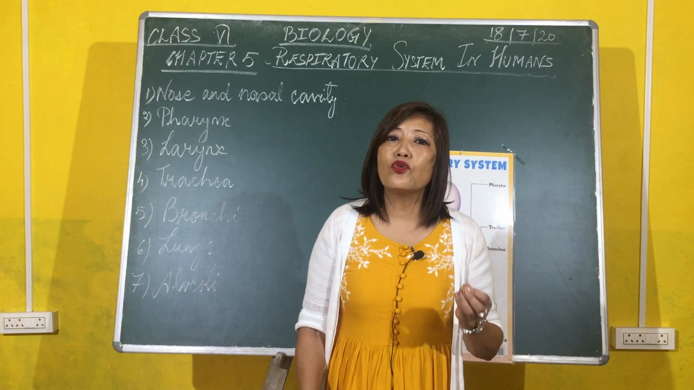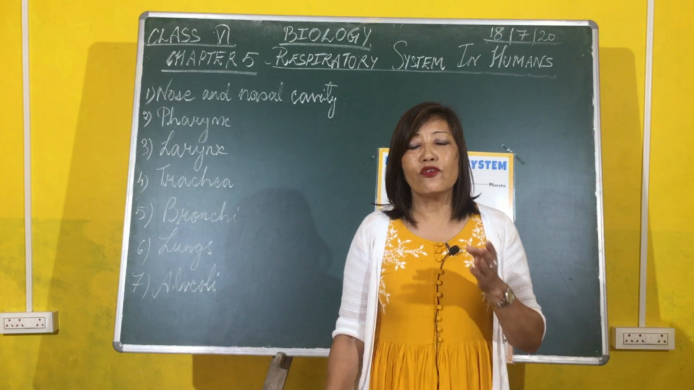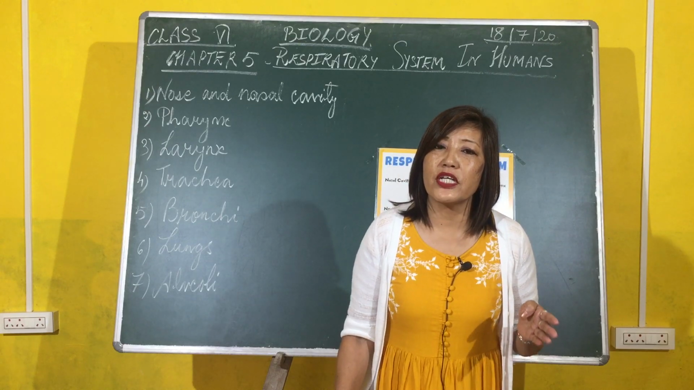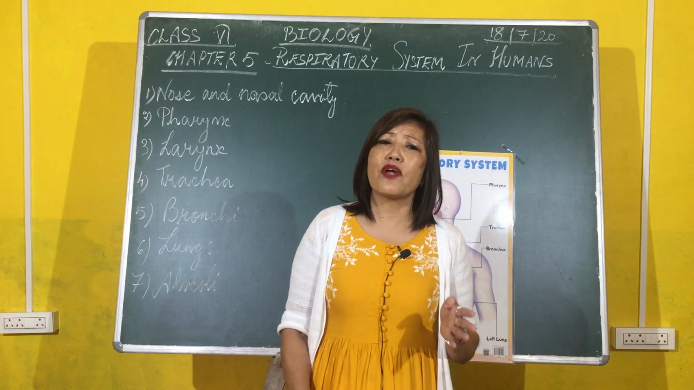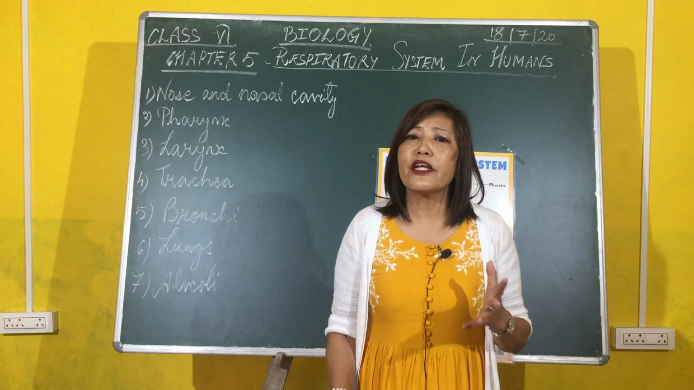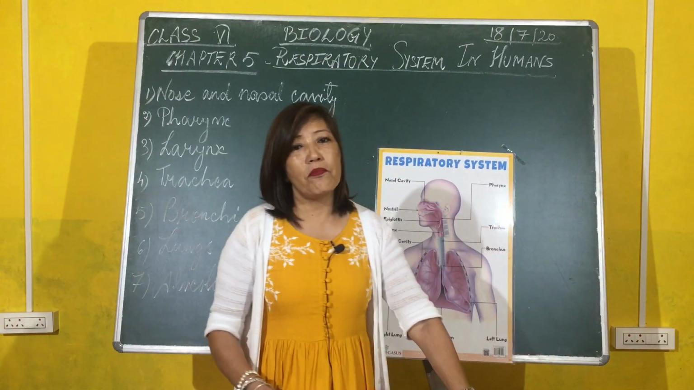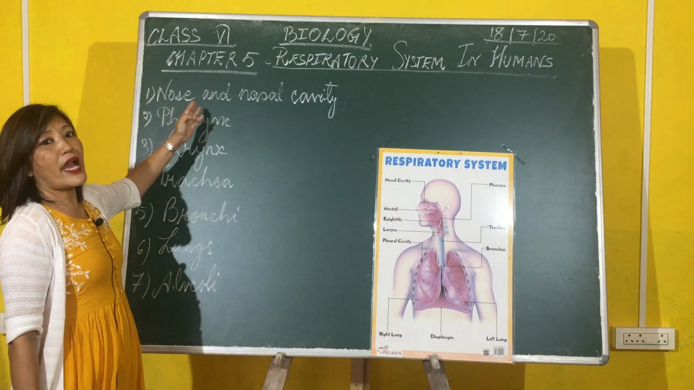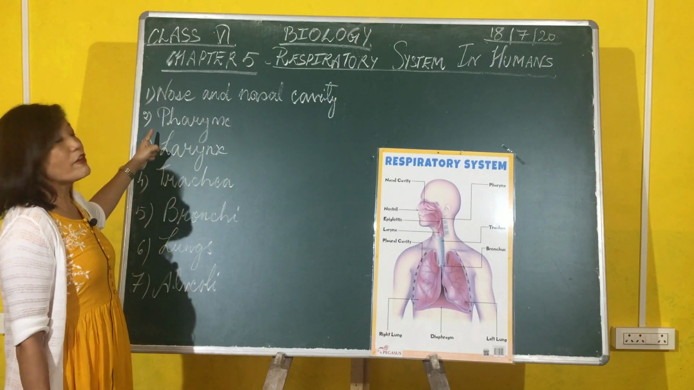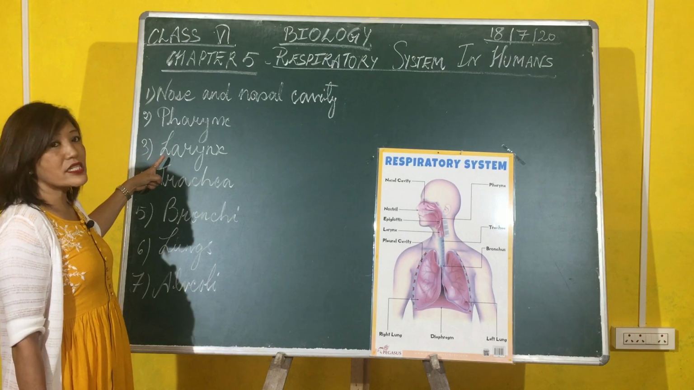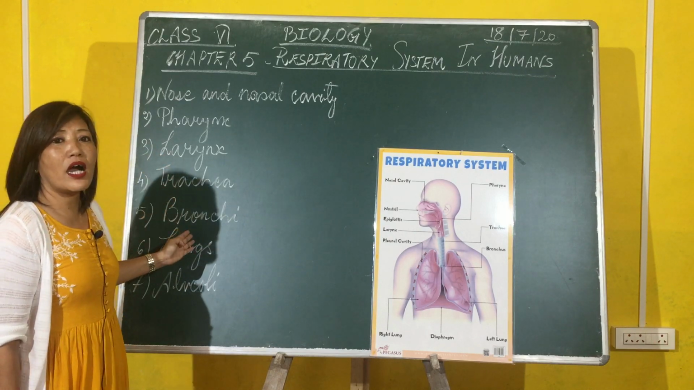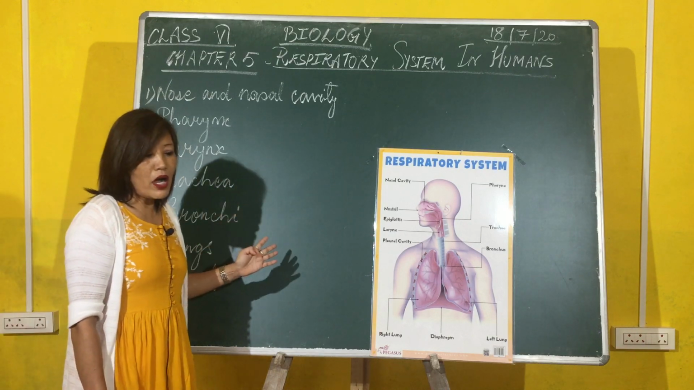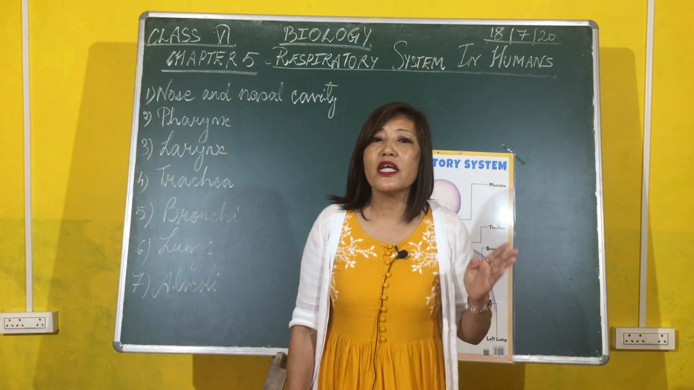So the path through which the air travels and reaches the lungs and back to the atmosphere is called the respiratory tract. Now this respiratory tract consists of many different parts, and those parts are: number one, nose and nasal cavity, then pharynx, larynx, trachea, bronchi, lungs and alveoli. These are the different parts which make up the respiratory tract.